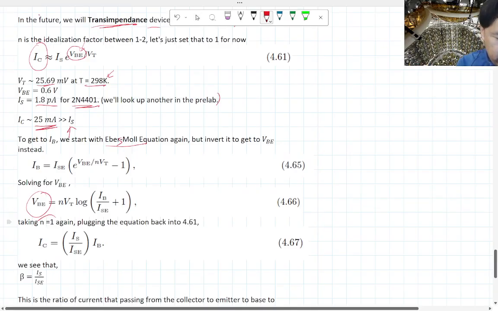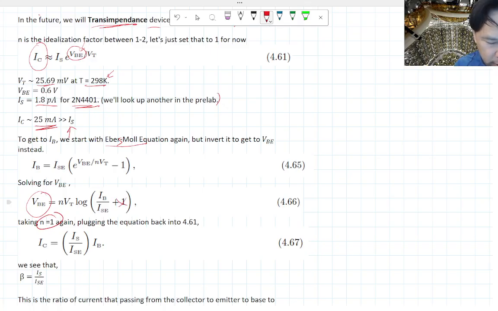Once again, if we just take n equals 1 and ignore these factors of one everywhere, assuming that this ratio is large, what we get by plugging it back into equation 4.61 is that the collector current is amplified proportionally to the base current by this factor of the saturation current. So IS is the saturation current from the collector to emitter.